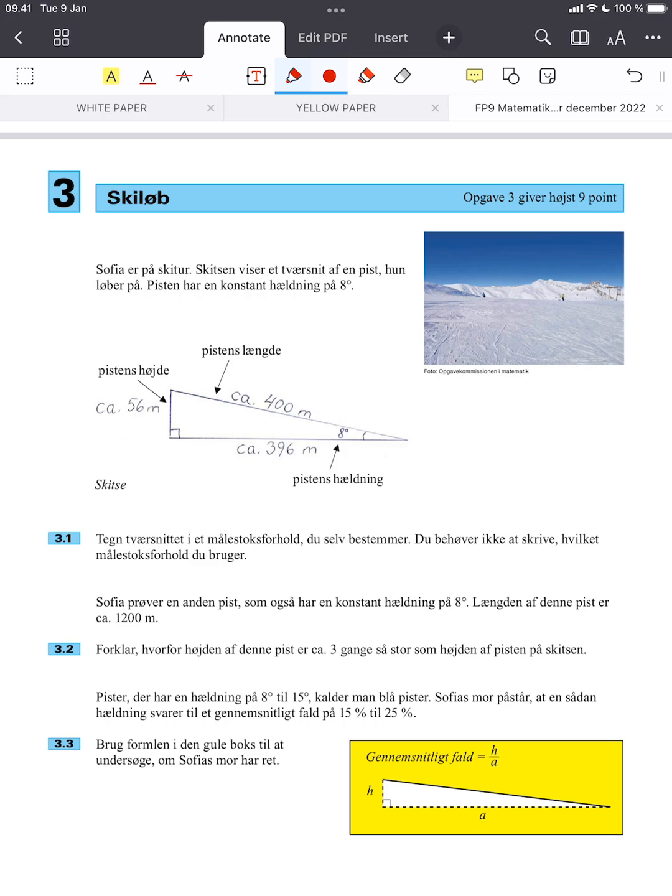So it says Sophia tries another slope which also has a constant gradient. The length of this slope is 1,200 meters approximately. So when they're talking about the length of the slope, here on the original diagram you can see they're talking about the actual surface that she's going to ski on. So it's the hypotenuse of the triangle, in other words. So that's the bit that's going to be 1,200. And as you can see, 1,200 is 3 times the original 400 that she skis on. So the question is, explain why the height of this slope, so that's that bit, is 3 times as much as the height of the slope on the sketch.